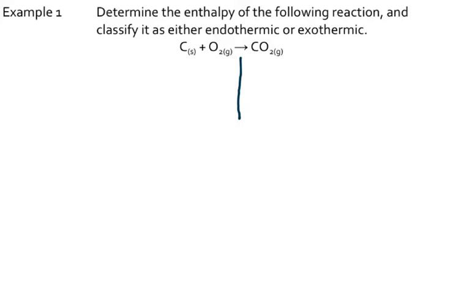I'm going to divide up the product side and the reactant side. Looking at carbon, carbon as a solid has a heat capacity of 0. Looking up O2 again, we see we also have a heat capacity of 0. Adding those two together tells us that the delta H of the reactants, 0 plus 0, is 0.